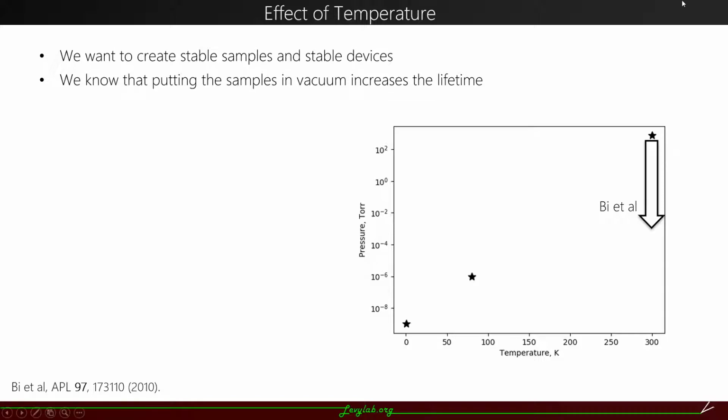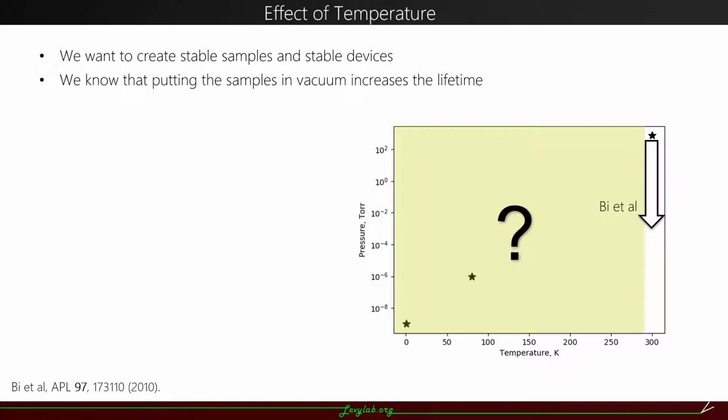In the past, we've taken measurements at 300 Kelvin and ambient pressure, and we know the lifespan of the devices is on the scale of hours. We've also taken measurements at around 80 Kelvin and close to 0 Kelvin with very low pressure at both points, and we see that the lifespan at these points is virtually infinite. However, we don't really understand what is going on in this big yellow area. We don't know how temperature affects the lifespan of our devices.